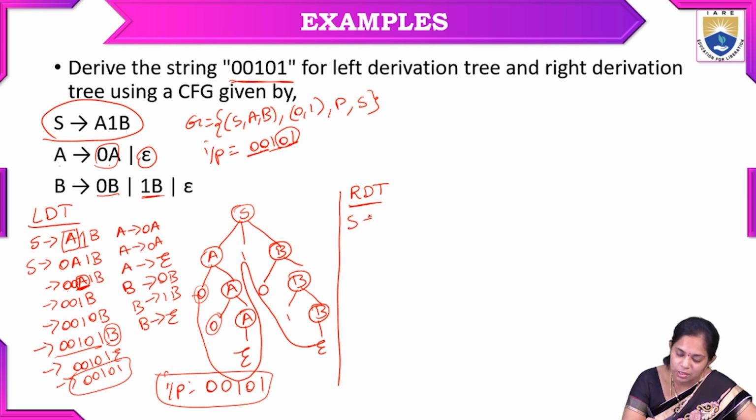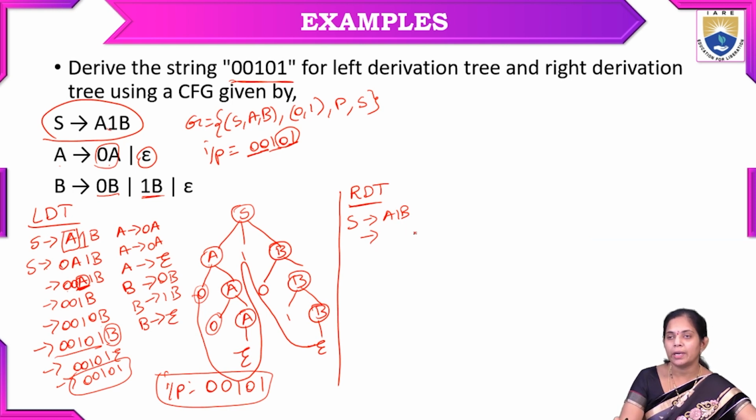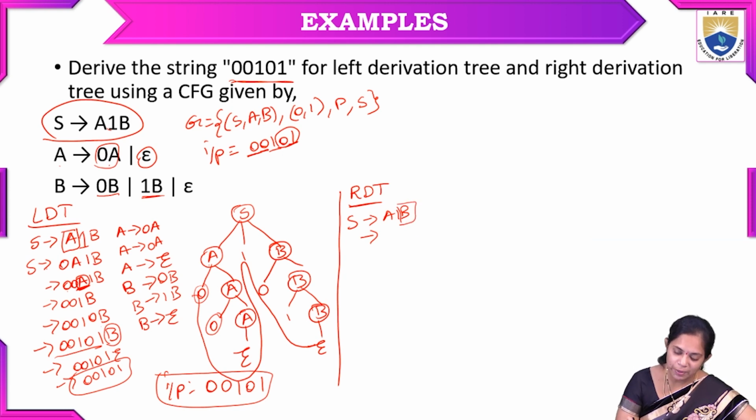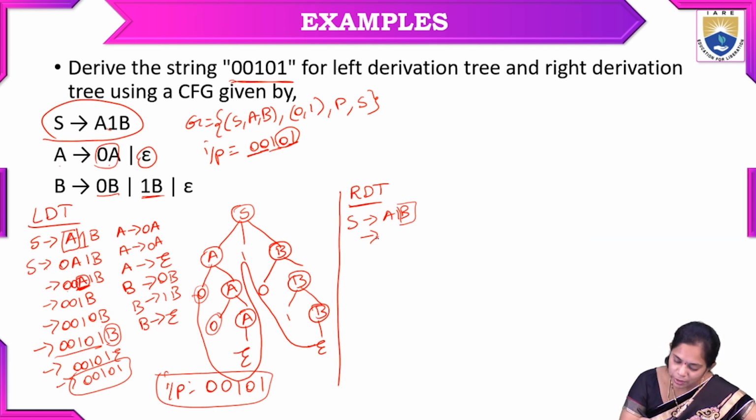Here the first step is that only one production rule is there for the start symbol, and for this one we have to write the rightmost derivation tree. Which one do we have to take? B. B is the rightmost non-terminal, so we have to replace this B. How to replace it? Here we have two production rules. According to the production rules, we have to take the input string. So instead of B, we will write 0B.